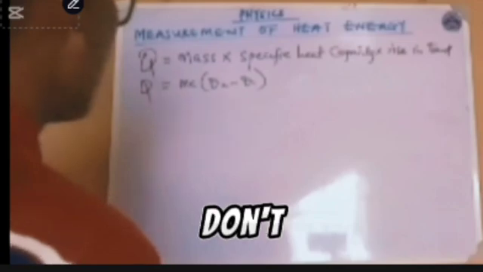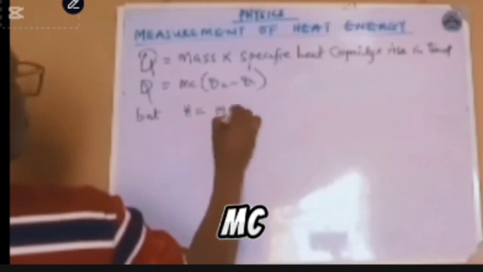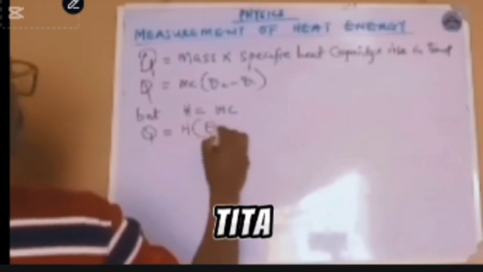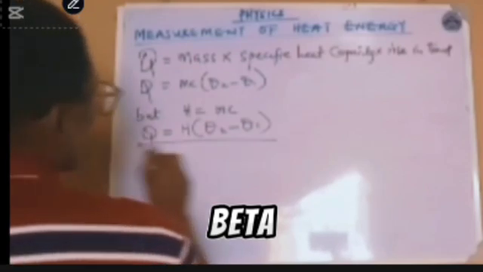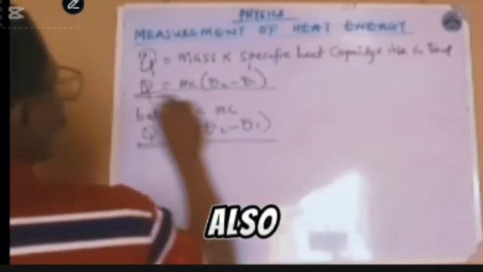If we don't want to write it this way, since H is equals to MC, therefore Q is also equals to H (theta 2 minus theta 1). So this formula is vital. Are you there? This one is also useful.